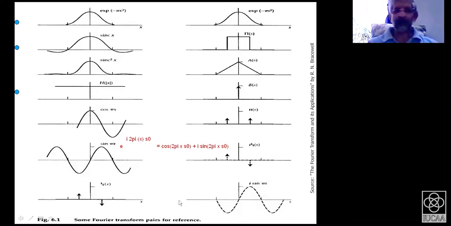So the same thing is given here. You have to take care of this factor I, the square root of -1, depending on where you put it. Be free of it in the other domain.